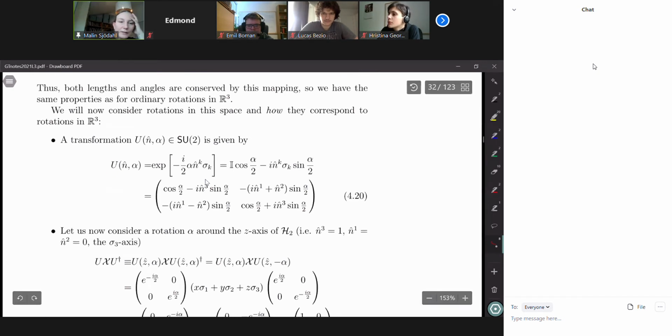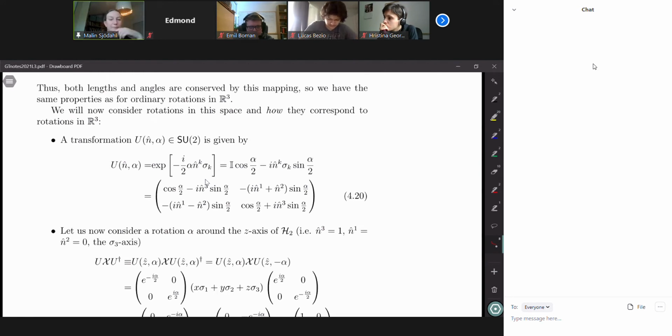And this transformation can be written of the form e to i generators, and we have seen that we can expand it in this way or in explicit matrix form. We will consider a rotation around the z-axis for simplicity. So in this linear combination n hat sigma, we will only pick the z component. So n hat 3 will be 1 and the others will be 0. So it will be the sigma 3 axis.